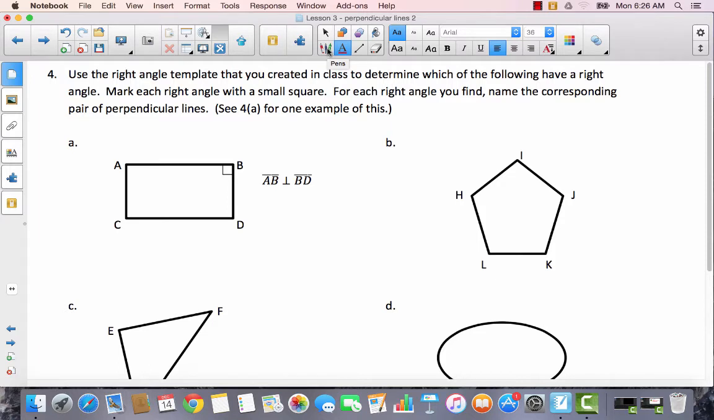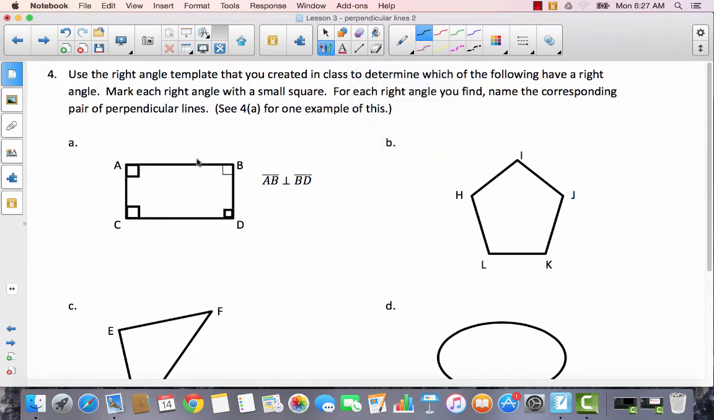Okay, so you can see that we're going to be putting little squares in any of the line segments and any of the angles that form right angles. Well, I know that this is a rectangle, and what I know about rectangles is that every angle is a right angle. Okay, so let's make sure that we have all of those marked. Now they already did line segment AB and BD. This little symbol means perpendicular. It's just like an upside down T, okay? So let's go ahead and just write in all of the other ones.